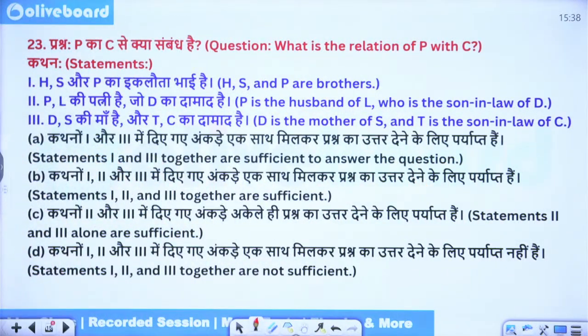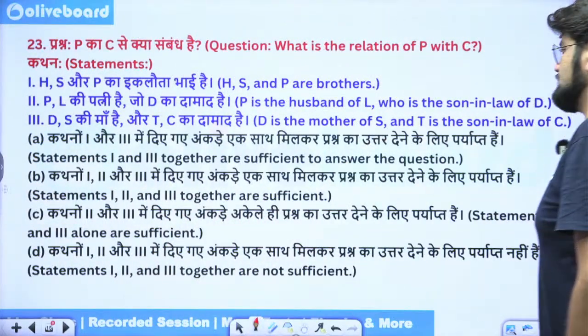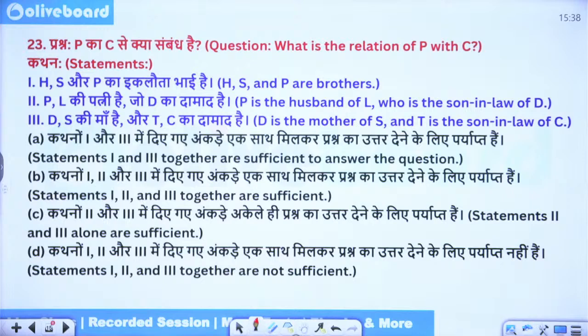Good afternoon, Sai Kalyan. Now the question is, what is the relationship of P with C? What is the relationship of P with C? Options first. Options are saying 1 and 3 together are sufficient, okay. 1, 2, 3 together are sufficient, okay. 2 and 3 alone are sufficient, okay. And 1, 2, 3 together are not sufficient, okay.